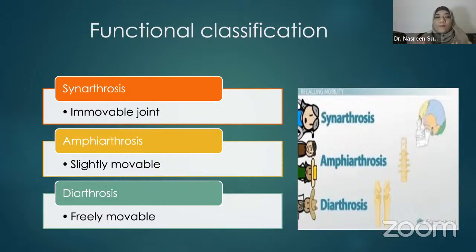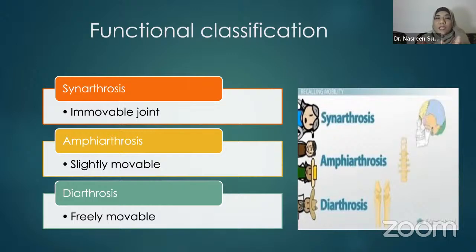So depending upon the movement the joint is allowing, the functional classification of joints is synarthrosis, amphiarthrosis, and diarthrosis. Synarthrosis means immovable joint.